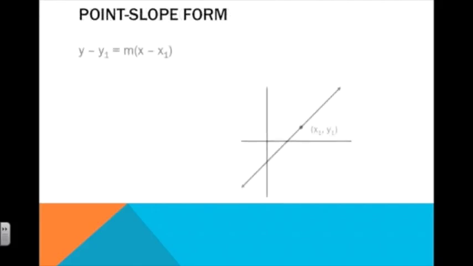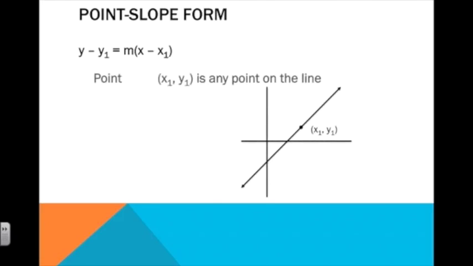Our point-slope form, we already saw, is y minus y sub 1 equals m times the quantity x minus x sub 1. Now, again, m is our slope, but the point part of this name, it's called point-slope form. The point is because these coordinates x sub 1 and y sub 1 are the coordinates of any point on the line. It could be an intercept, but it could just be any point on that line. It doesn't matter where.